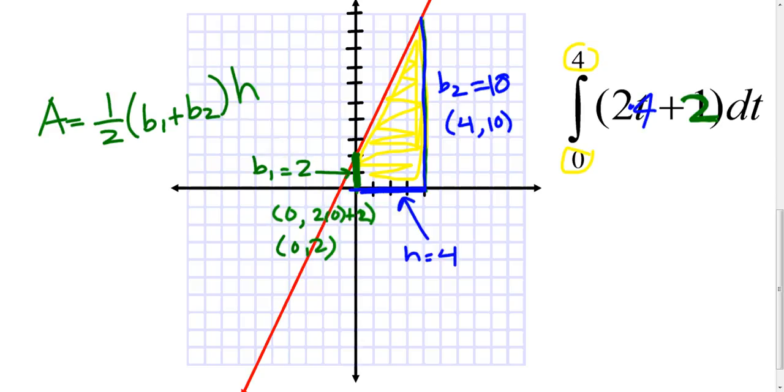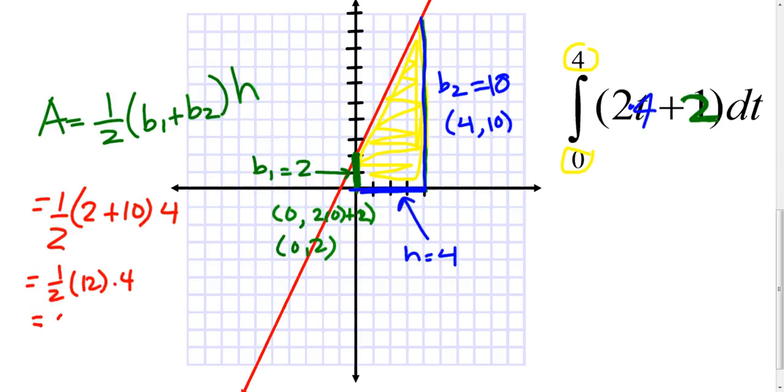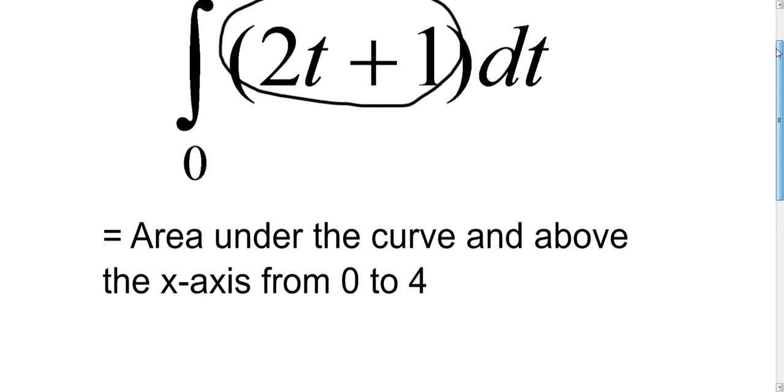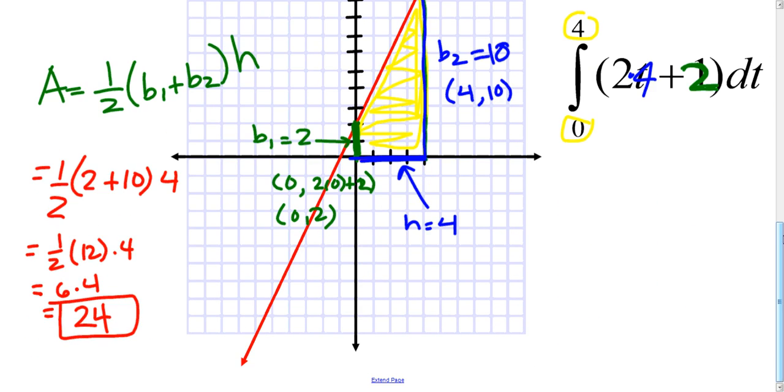Then I will just plug everything into my trapezoid formula over here. So I will have 1/2 times my base 1, which is 2, my base 2, which is 10, and my height, which is 4. So this becomes 1/2 times 12 times 4, or 6 times 4, which is 24. Okay, so I have an area of 24 underneath that curve, which means that my object moves 24 feet, miles, whatever the units would be, if I was talking about a moving object.